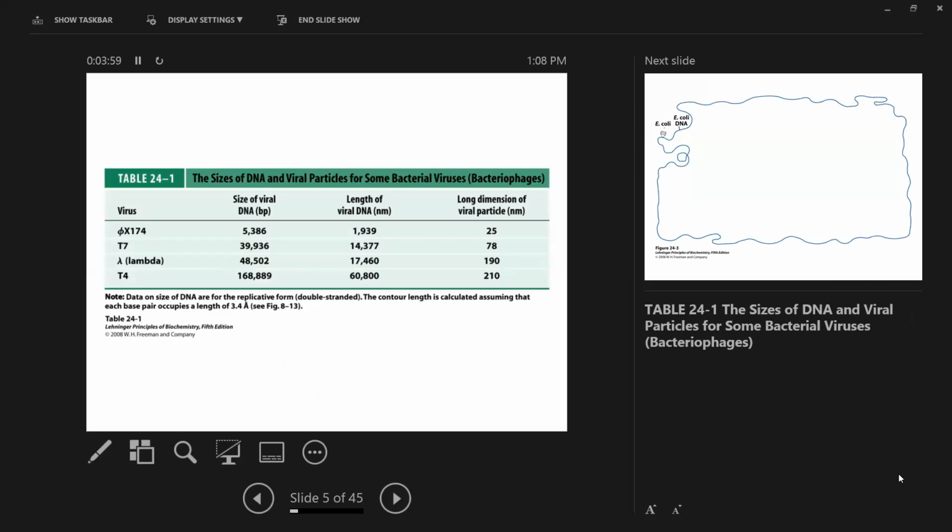So this shows you the genetic content of each of these bacteriophages. ΦX174 is a single-stranded DNA phage. So this is very small. This was the first thing that was ever completely sequenced, ΦX174. It's 5.3 kilobases in size, very small. So they had to do all the things individually. Yep.